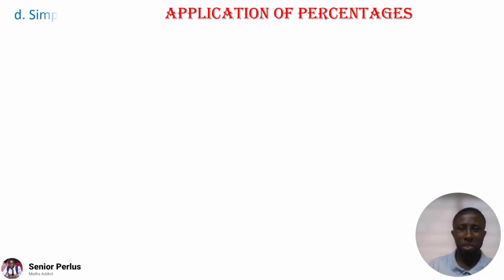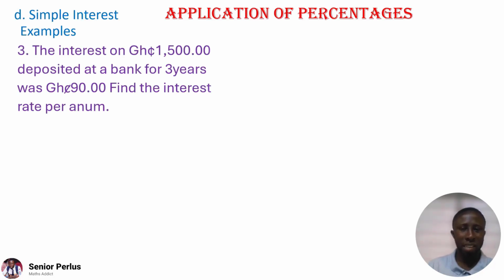The next example on simple interest, that's the third example. The interest on 1,500 Ghana cedi deposited at the bank for 3 years was 990 cedis. Find the interest rate per annum. So here we are given the principal and the interest. Which one is our principal? 1,500 is being deposited at the bank, and that's our principal. And our interest is 990 Ghana cedi.